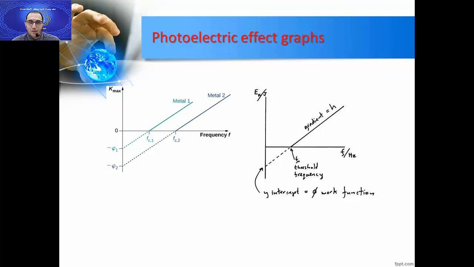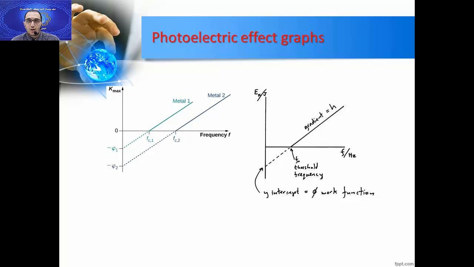So take care. Now we can say it another way, not using frequency but energy. If the energy of the incident photon is greater than the work function, we have ejection plus kinetic energy. But if the energy equals the work function, we have ejection only. If the energy is less than the work function, no ejection of electrons.